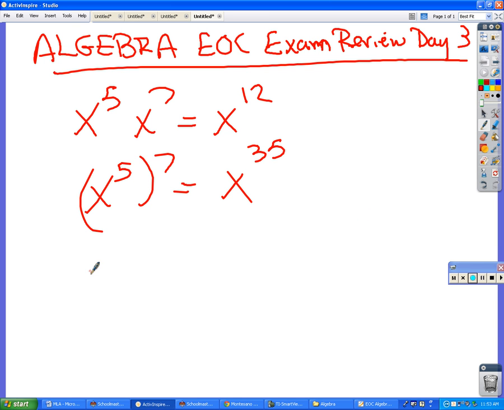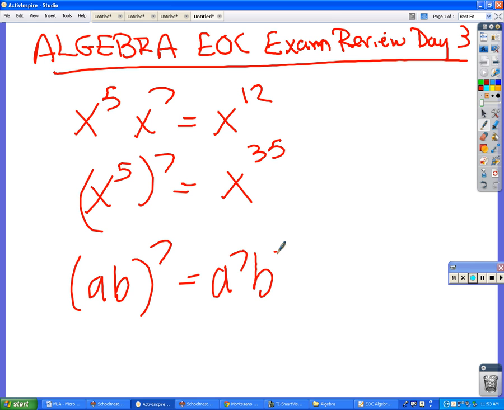The next one is if I have two different numbers, like ab to the 7th, then the way that I do that is I just take each number inside the parentheses and raise it separately to that power. Why? Because that's how you distribute the exponent in the parentheses. The a and the b are both inside the parentheses, so they both get raised to the 7th power. Are we supposed to write this? No, I'm just trying to refresh your memory before we get to the problem.